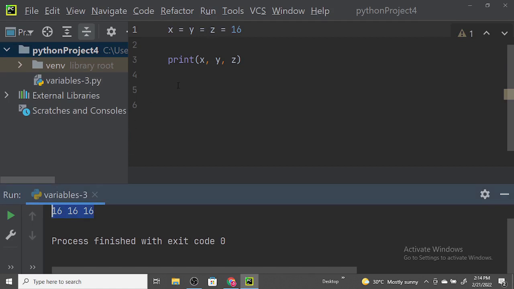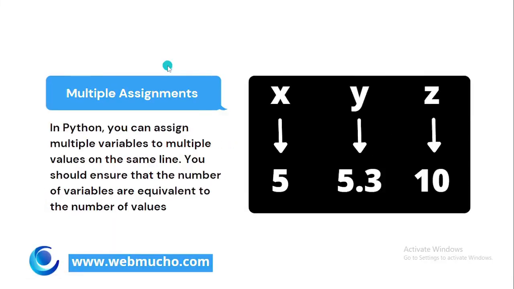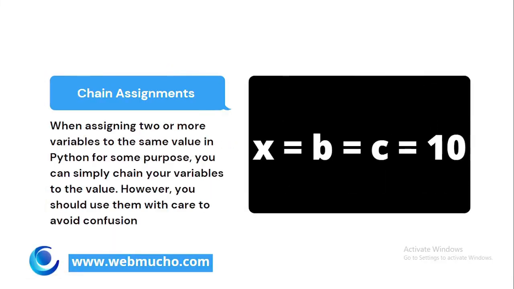So this is referred to as assignment chaining. Okay, so you can chain assignments. So you can assign two or more variables to the same value in Python, okay, for some purpose. So this is also a very useful implementation, but you just have to ensure that you don't go overboard, as if you chain so many variables, sometimes it can create some confusion in your program.